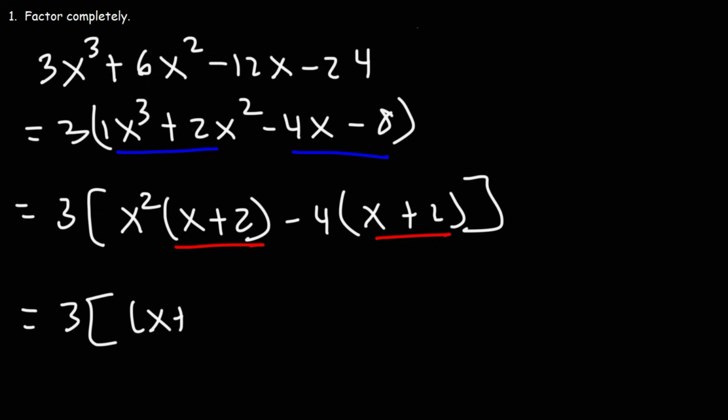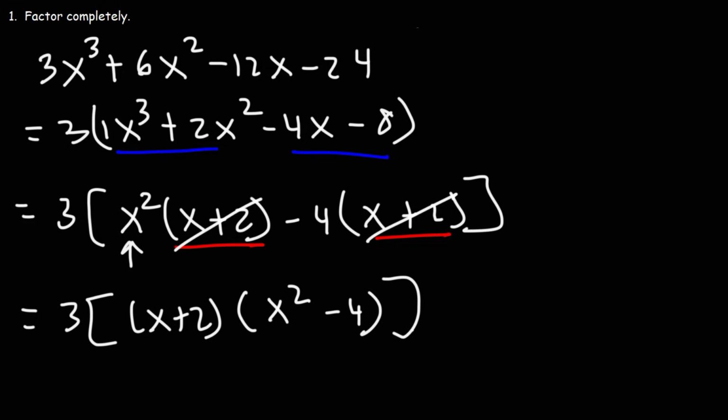So if we factor out x plus 2 in the first term, we're left with x squared. And if we take it out in the second term, we're left with negative 4. Now here we have a difference of two squares. So we could use the formula a squared minus b squared is equal to a plus b times a minus b.